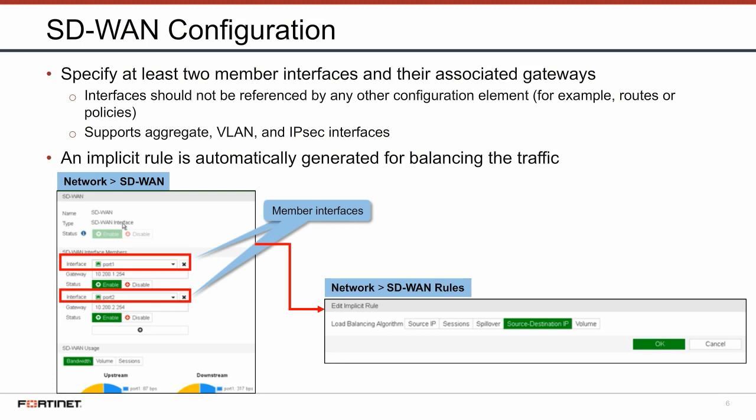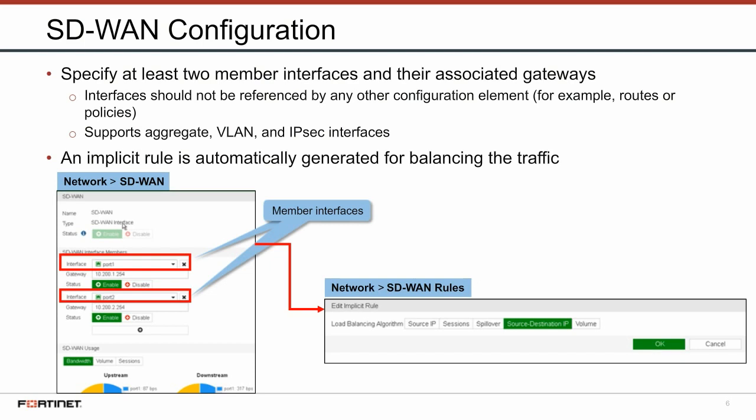When you configure SD-WAN, you must specify at least 2 member interfaces and their associated gateways. You should configure SD-WAN early during the initial setup of FortiGate because if an interface is already referenced by a firewall policy or static route, you cannot use it as a member interface. If you intend to use an interface as an SD-WAN member, and that interface is being referenced by a firewall policy or static route, you must delete the associated firewall policy and static route before you can assign that interface as an SD-WAN member. SD-WAN supports physical interfaces as well as VLAN, aggregate, and IPsec interfaces.